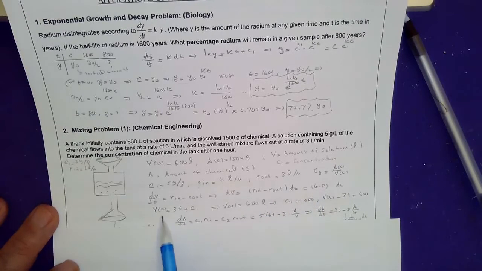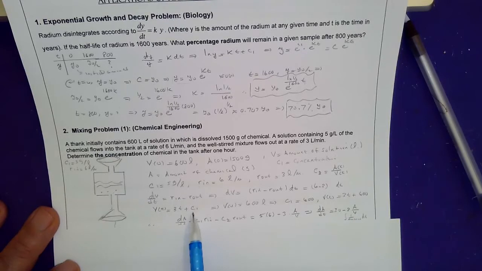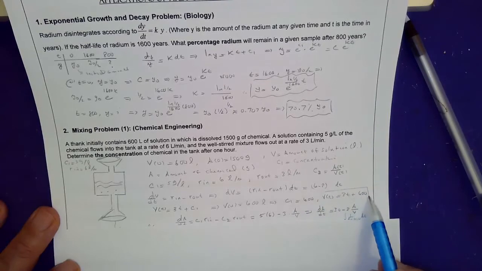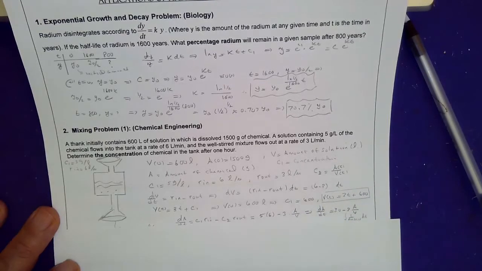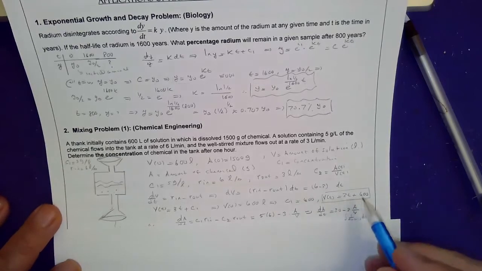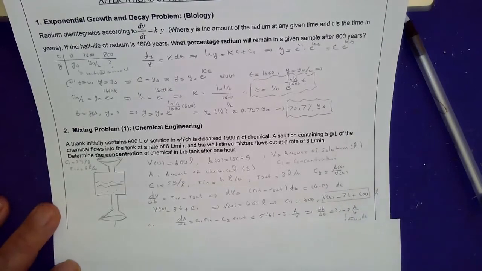When you solve this, you get V equal to 3t plus C1. So this is the volume of the solution at any given time, except now we have to find C1. But remember, initially the tank contained what? 600 liters of solution. Replace t with 0, V with 600, and C becomes 600. So the volume of the solution at any given time is 3t plus 600 liters.